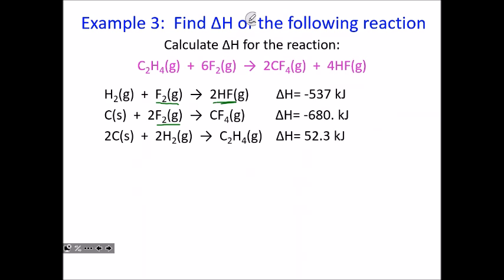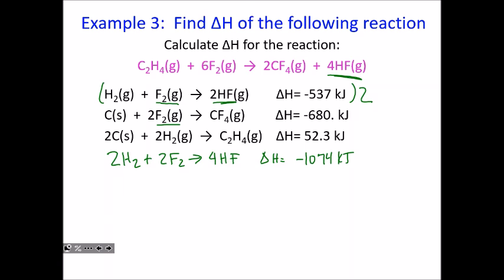So I'm going to start here and I'll look at, say, the HF, because that's in my overall reaction. And it's in its correct position, right? It's in the products where it's supposed to be. But does it have the correct coefficient? No. So what must we do to that one? We need to multiply this one all by 2, right? So then I rewrite it here because I like to cancel. My delta H, though, now gets multiplied by 2, and it ends up being negative 1,074 kilojoules. So that one should be correct now.